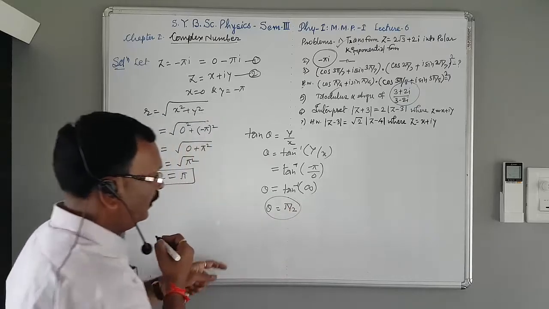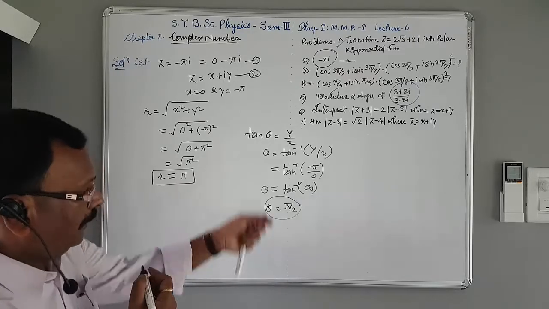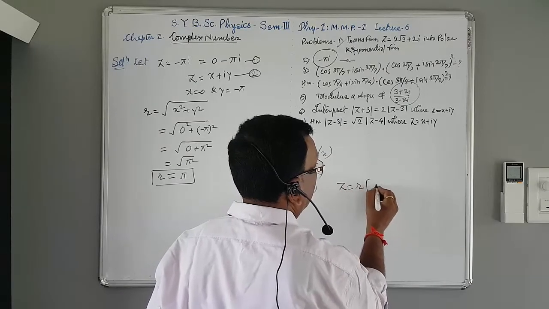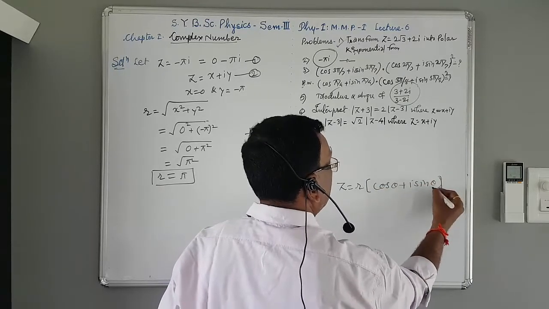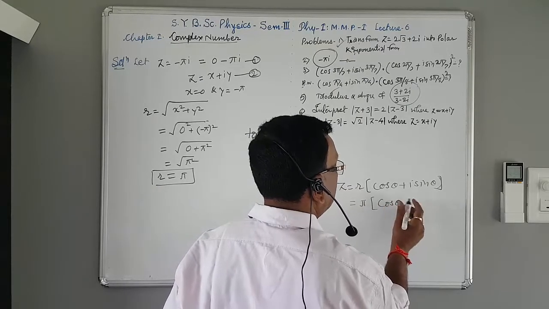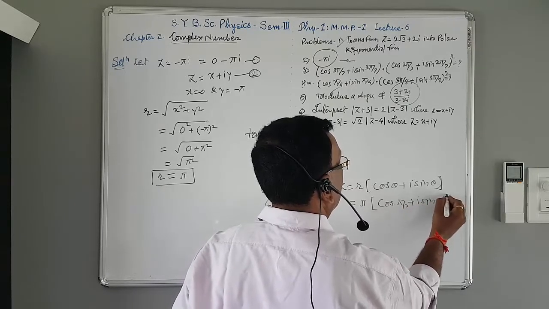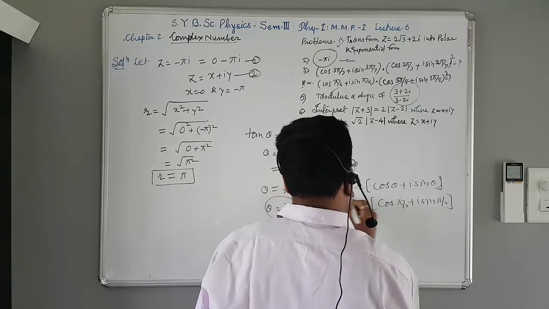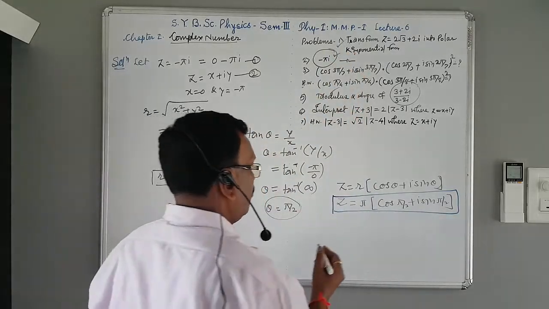Then again substitute the value of modulus and argument in polar and exponential form. Again for polar form we have z is equal to r (cos theta plus i sin theta). Substitute the value of r, that is pi, and theta, that is pi by 2: cos pi by 2 plus i sin pi by 2. And this is nothing but the polar form of this complex number in rectangular form.